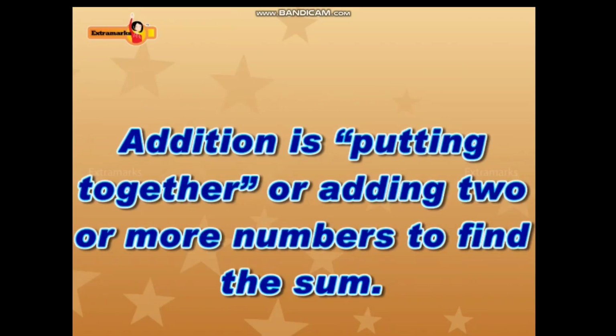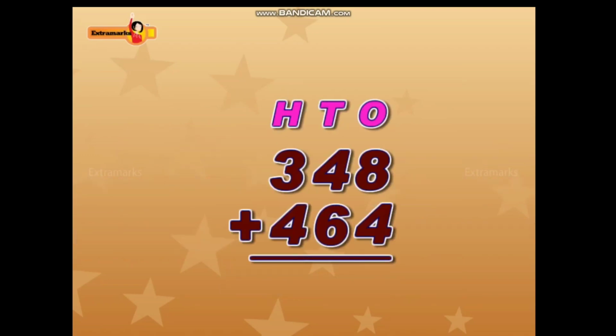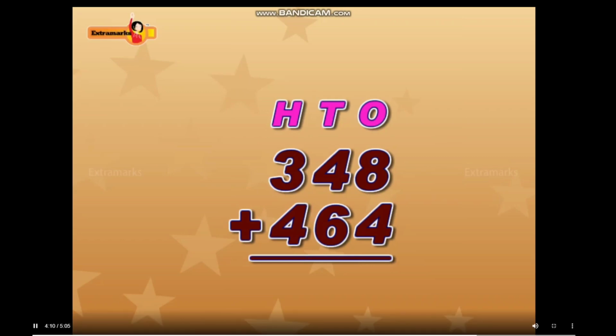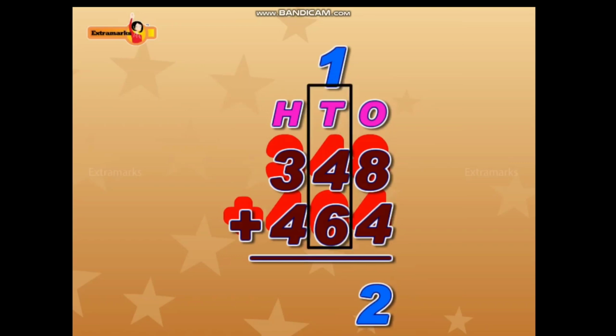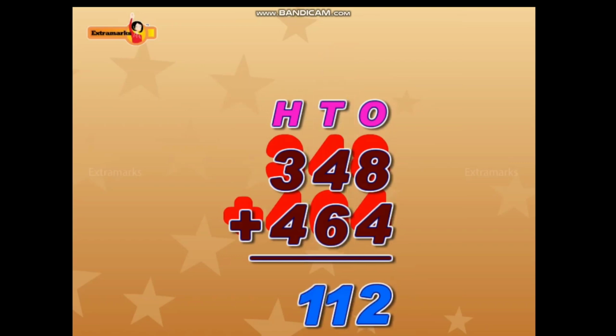Let us recall. Addition is putting together or adding 2 or more numbers to find the sum. Remember these steps while adding the numbers. Step 1. First line up both the numbers vertically. Step 2. Start with ones. Step 3. Regroup the ones if there are more than 10 ones. Step 4. Regroup the tens if there are more than 10 tens. Step 5. Finally count the hundreds and write the final result.